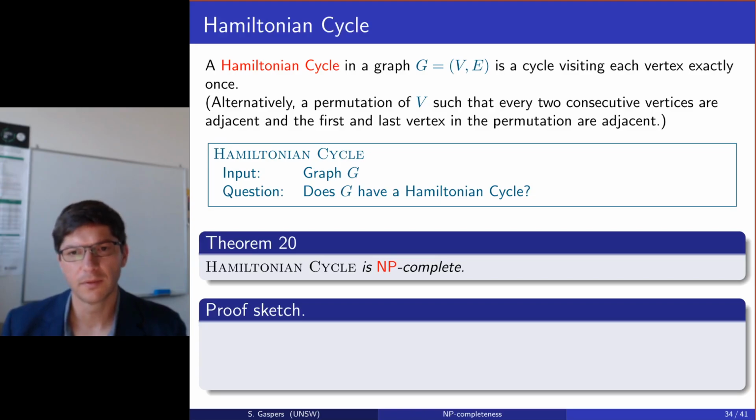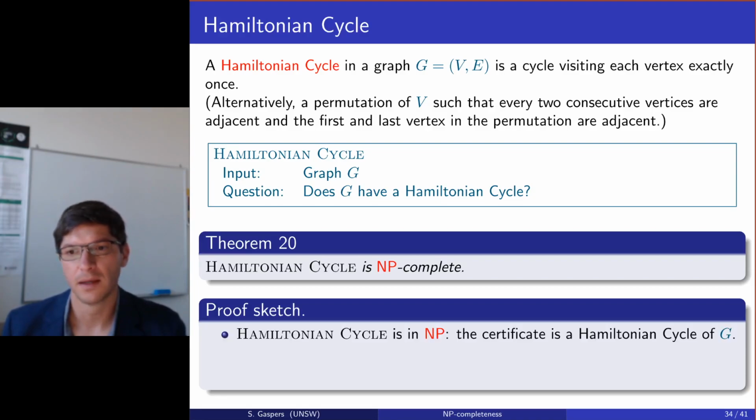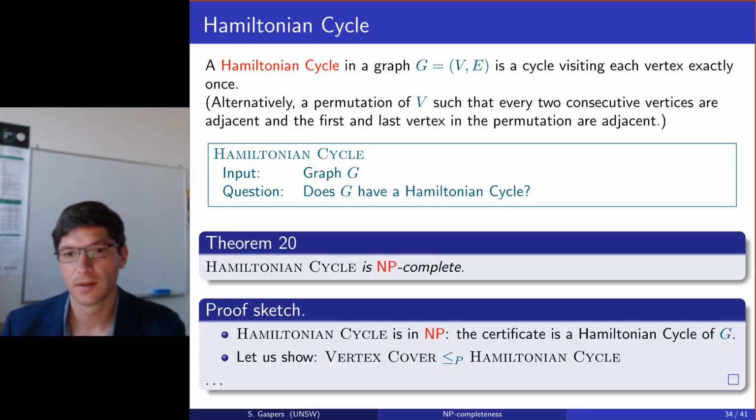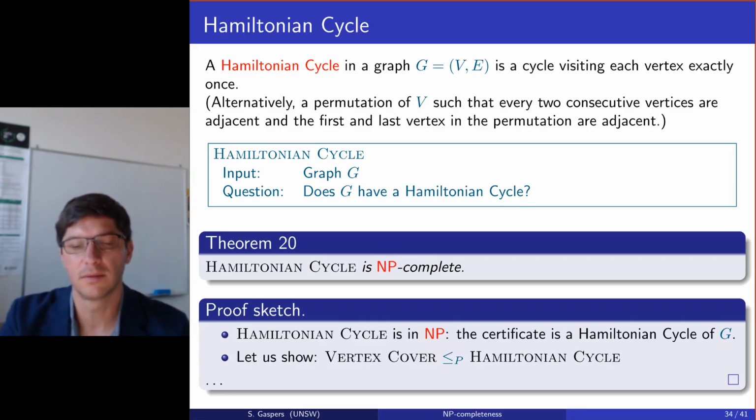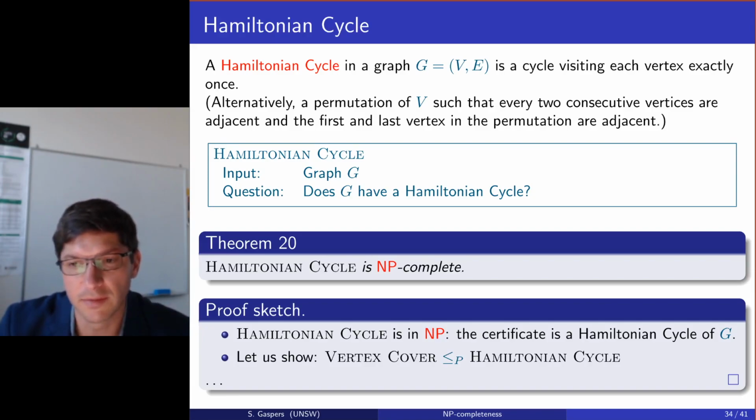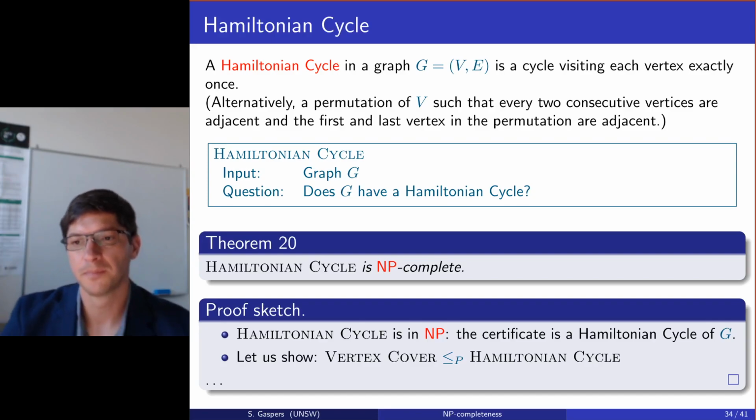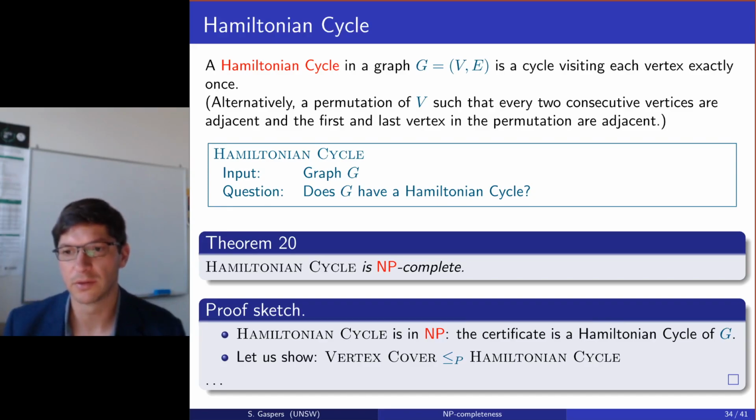If you want to show that Hamiltonian cycle is NP-complete, let's first show that the problem is in NP. For this, the certificate is just the Hamiltonian cycle of the graph. And now let us show that vertex cover can be reduced in polynomial time to Hamiltonian cycle. So we choose here an NP-complete problem, vertex cover, and we try and reduce it to our problem, Hamiltonian cycle.